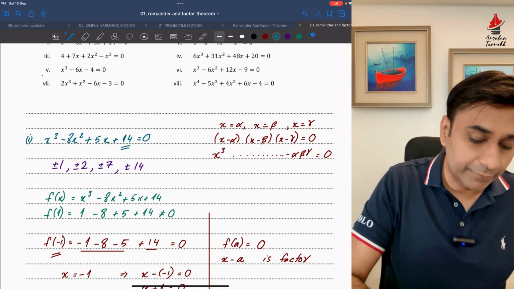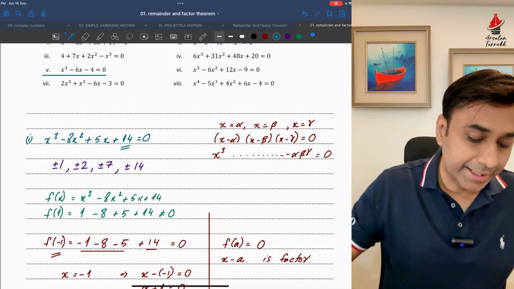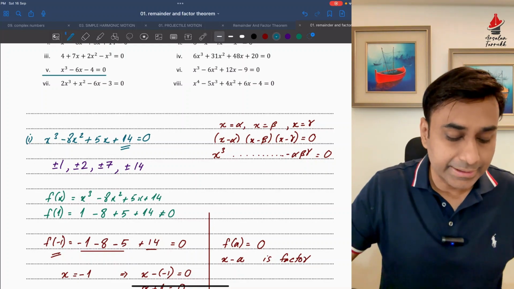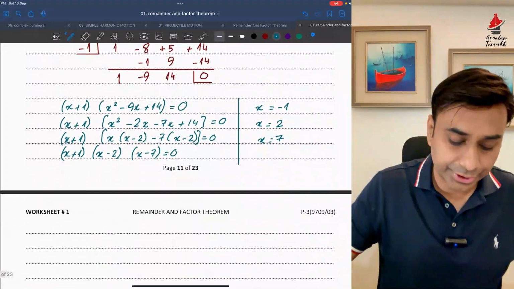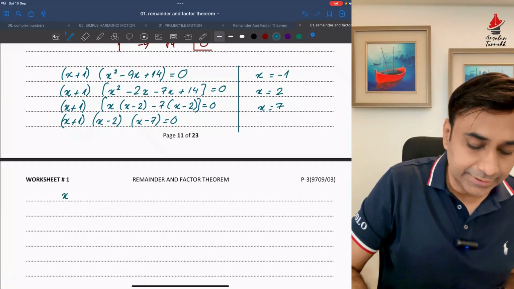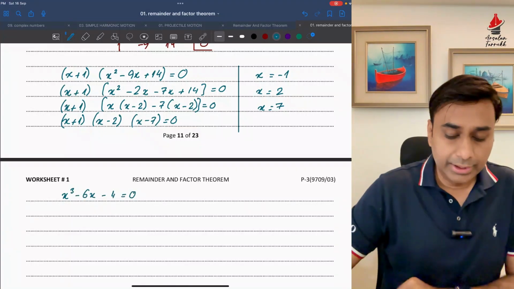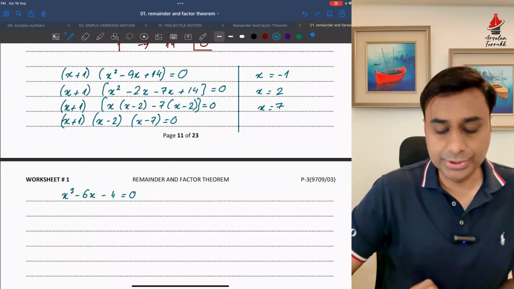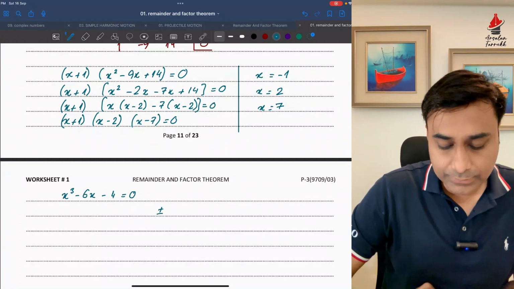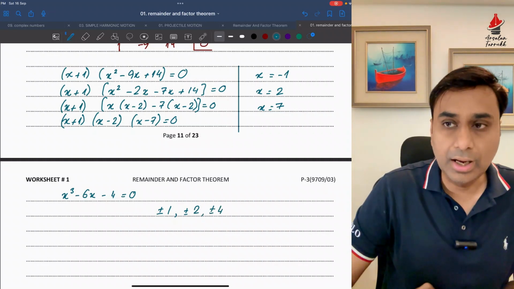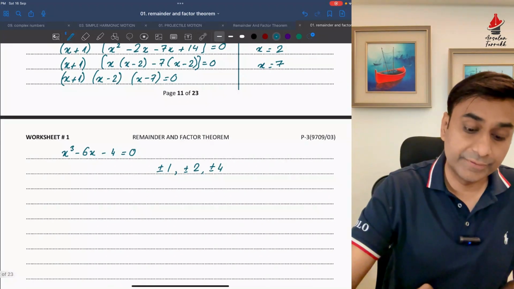Let's do this part 5 over here, which says x cubed minus 6x minus 4 equals 0. So I would do x cubed minus 6x minus 4 equals 0. The possible factors of the last constant term are ±1, ±2, and ±4. These are my trial solutions to see which gives me 0.